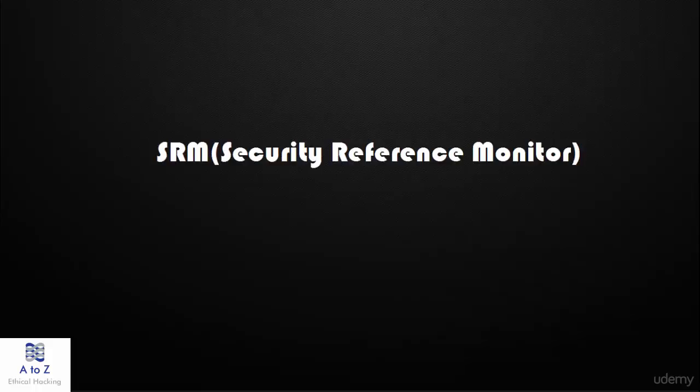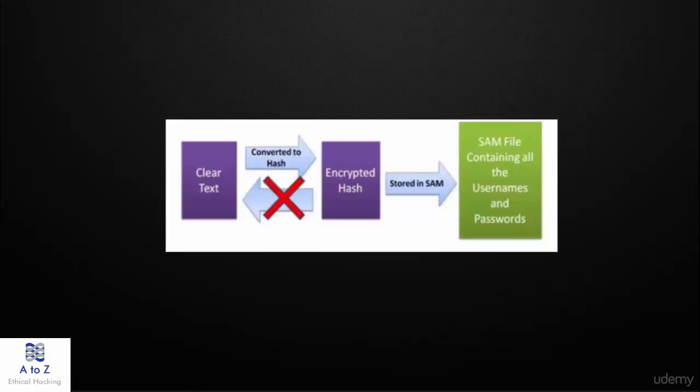For example, Windows 3.x and 9x operating systems were not built with a reference monitor, whereas the Windows NT line, which also includes Windows 2000 and Windows XP, was designed with an entirely different architecture. So basically, encrypted hashes are stored in the SAM file. Like here, clear text is converted to a hash, encrypted, and stored in the SAM. The SAM file contains all the usernames and passwords, but they are encrypted as hashes.